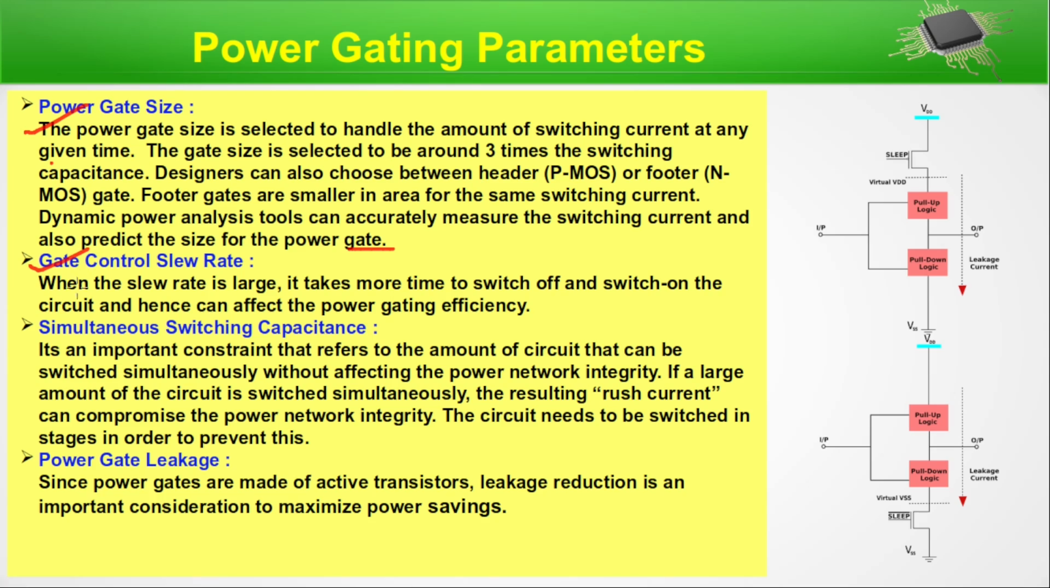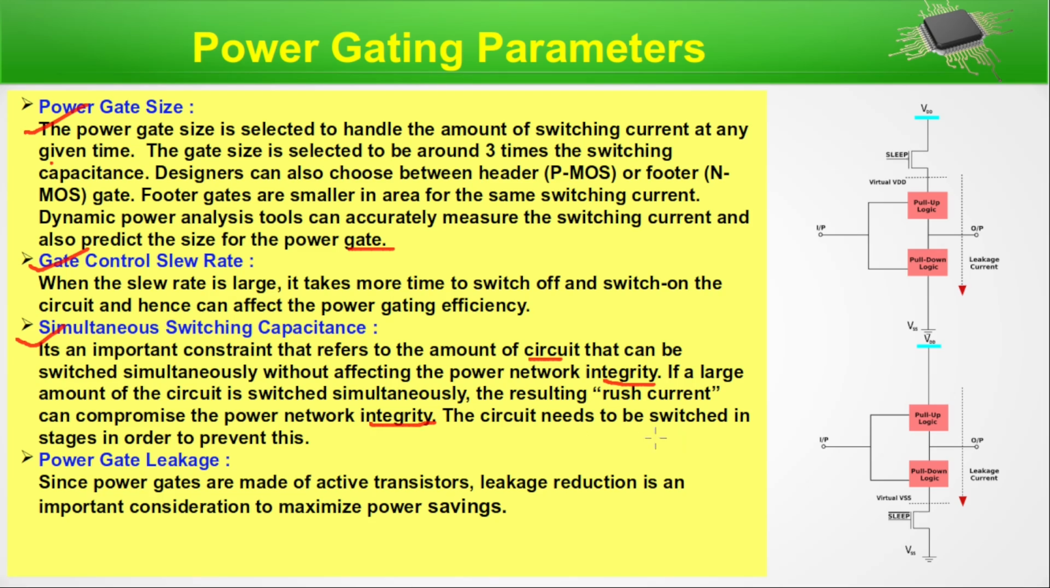Next is gate control slew rate. When the slew rate is large, it takes more time to switch off and switch on the circuit and hence can affect the power gating efficiency. How fast the switching action happens, that is dependent on the slew rate of the gate. The simultaneous switching capacitance. It's an important constraint that refers to the amount of circuit that can be switched simultaneously without affecting the power network's integrity. If a large amount of circuit is switched simultaneously, the resulting rush current can compromise the power network integrity.